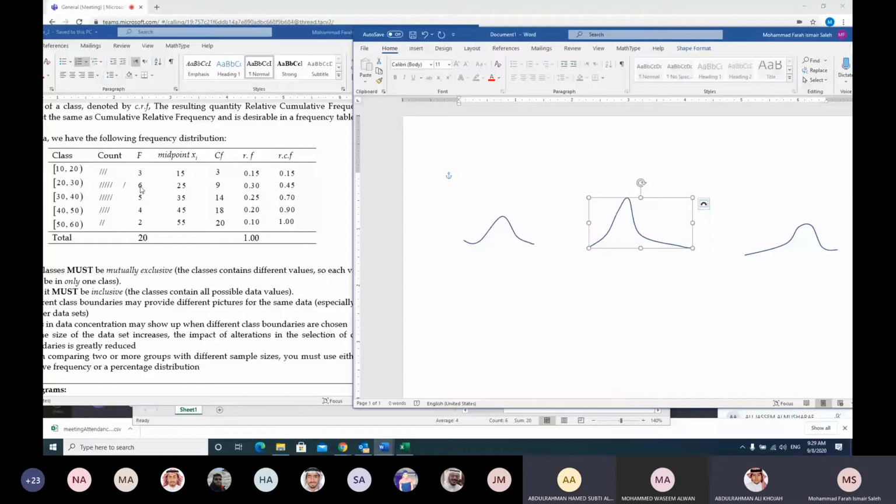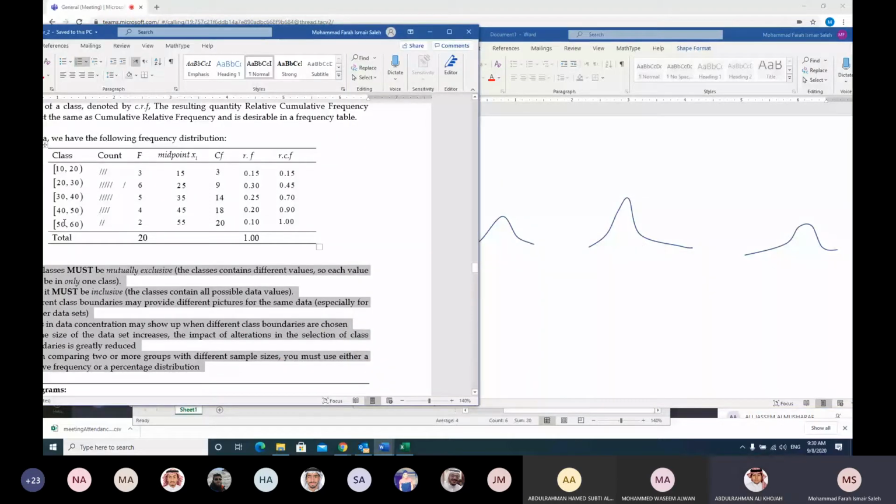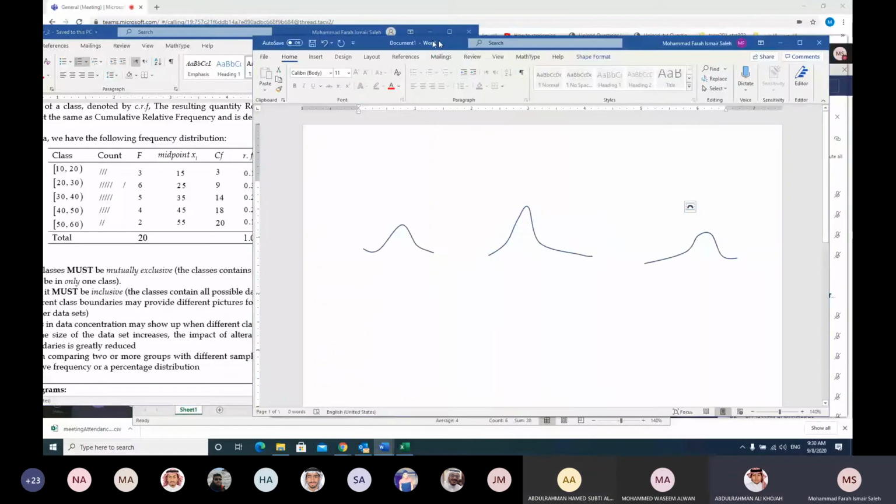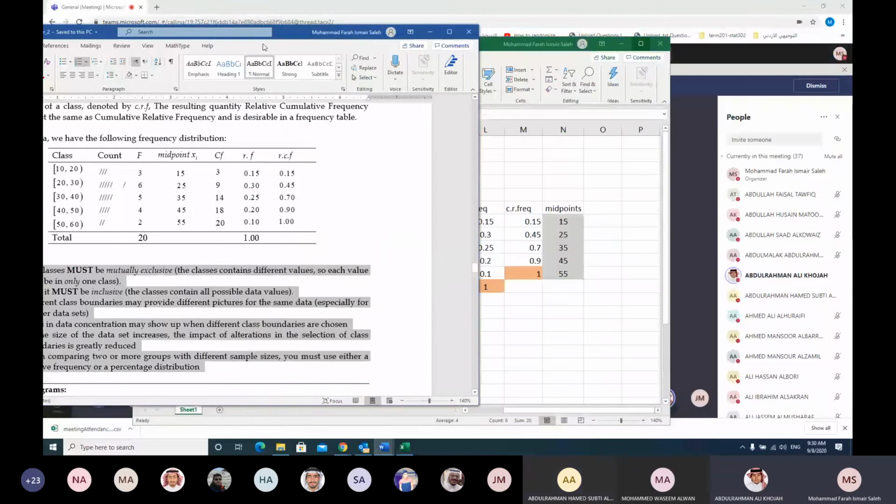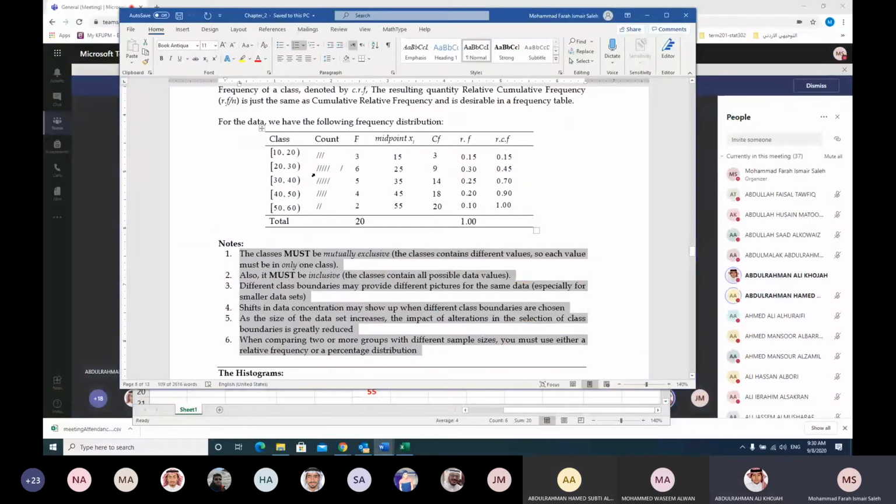Now, the variation. Do we have an empty class in the middle? No. Then is the variation small or large? Small. Now we can use this table. If one of these is not clear, we can build a graph. The name for this graph is histogram. What's the name for the graph? Histogram.